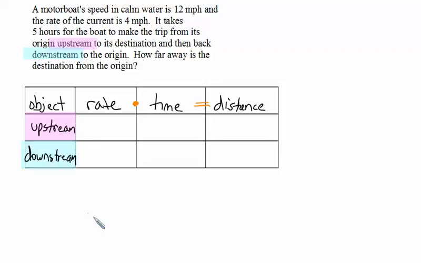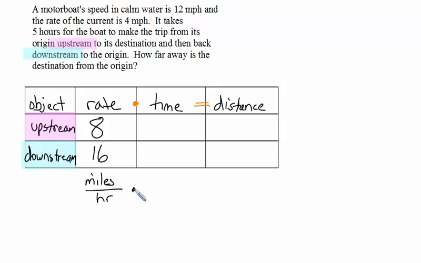Now the rates. Let's think about this carefully. In calm water, the rate is 12 miles an hour. When going upstream, you're working against the current, which is 4 miles an hour. So we would subtract. 12 minus 4 is 8. It's also wise to put the label under the column, miles per hour. Downstream, the boat works with the current. So 12 plus 4 would be 16 miles per hour.